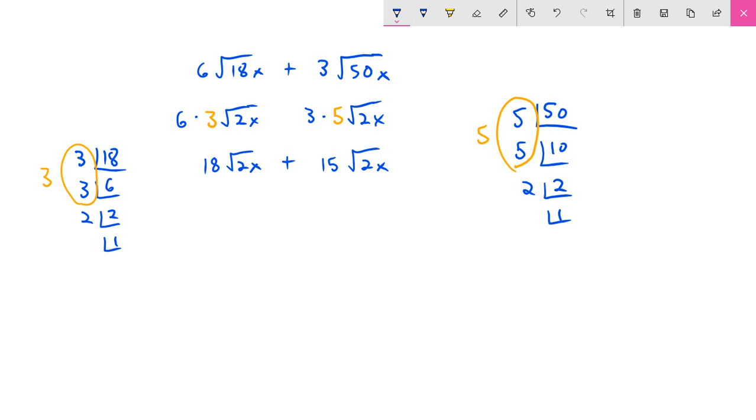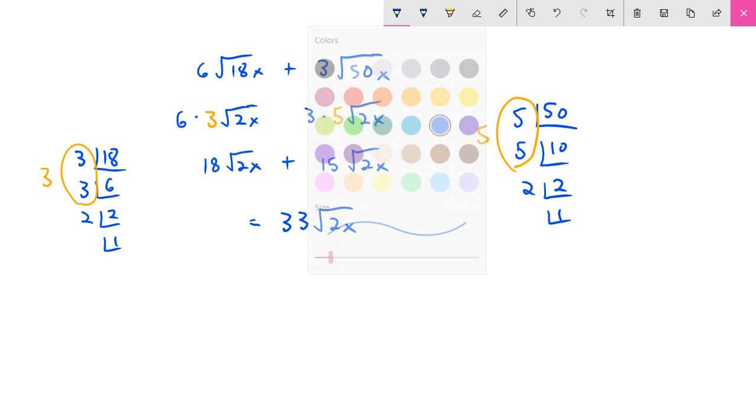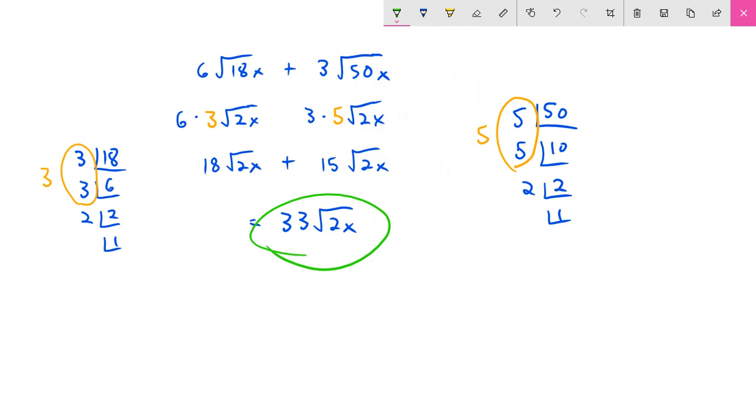So now I end up with 18 square roots of 2x plus 15 square roots of 2x, which can be simplified to? Close? 33 square roots of 2x. Okay. All right. So that was example 5.